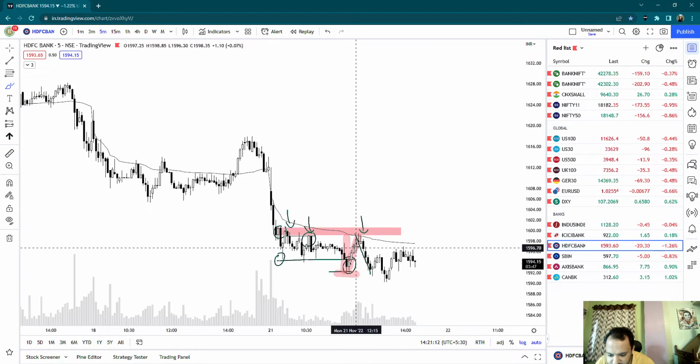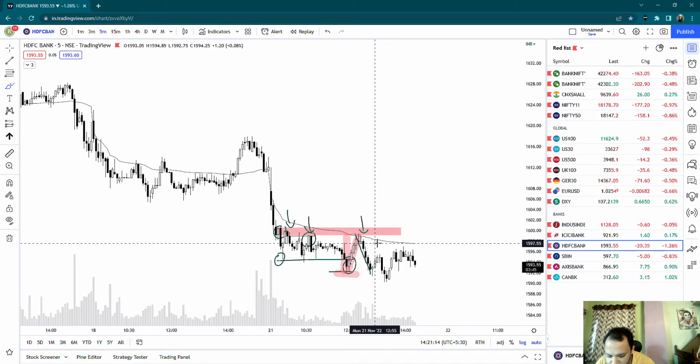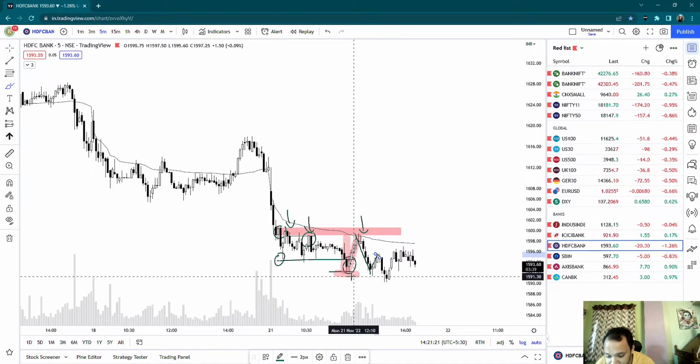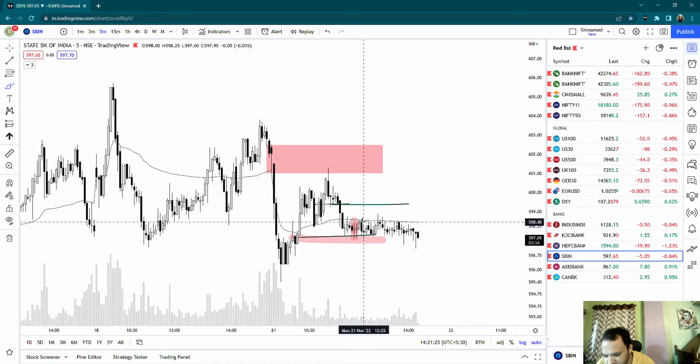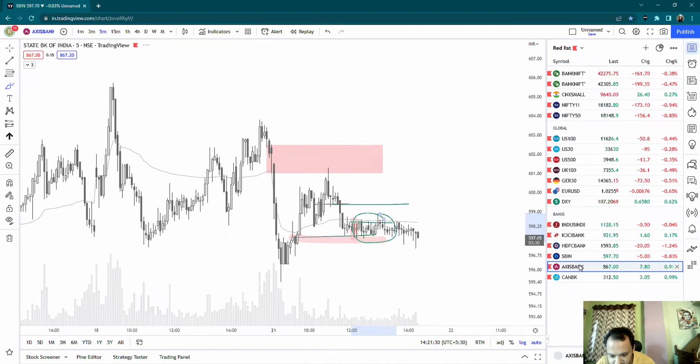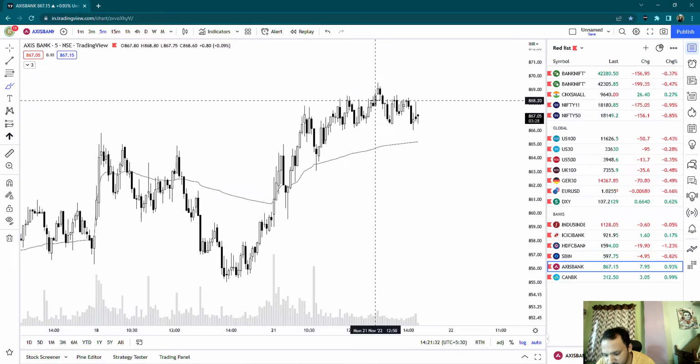Now if you look at HDFC Bank, what is it doing at 1 p.m.? It is trying to go up. This is all right, but again, structure is bearish. This is not exactly bullish, it's just trying to get a bounce in. SBI again, same sideways, not trying to trade above the VWAP at all.